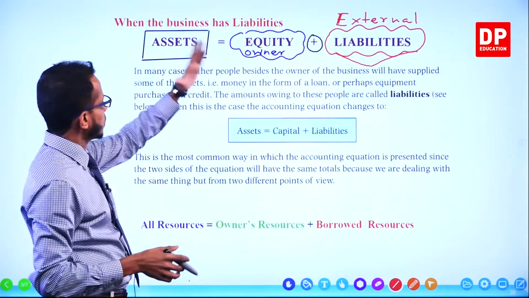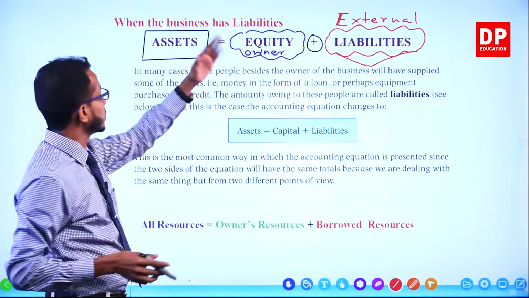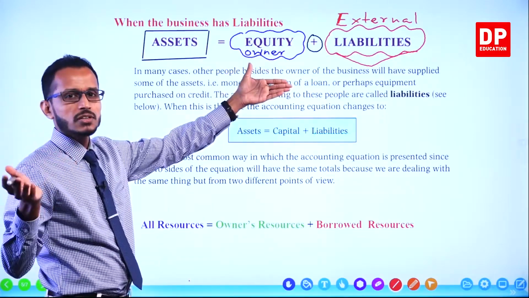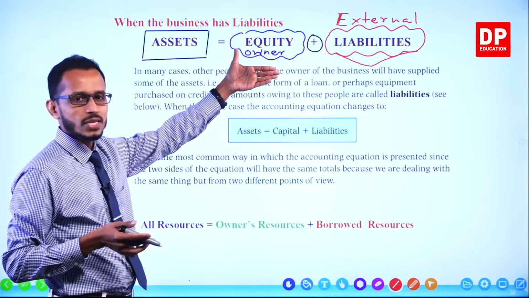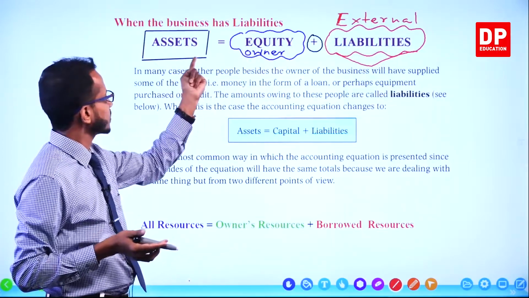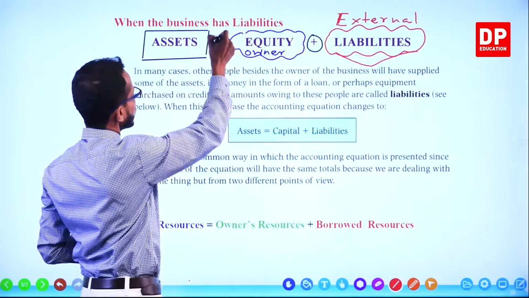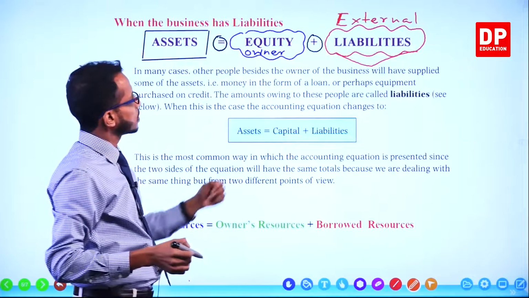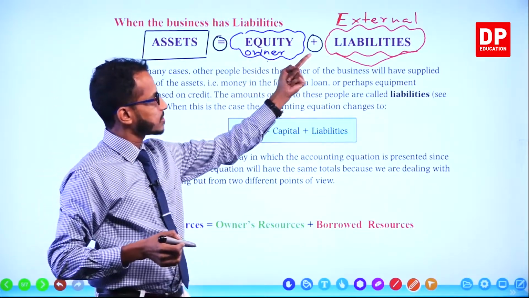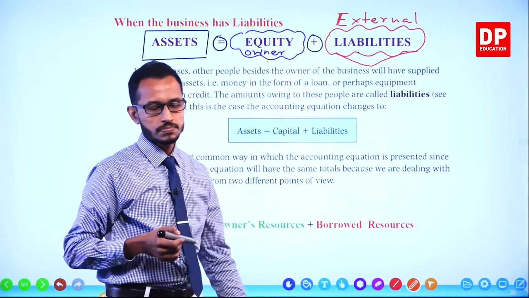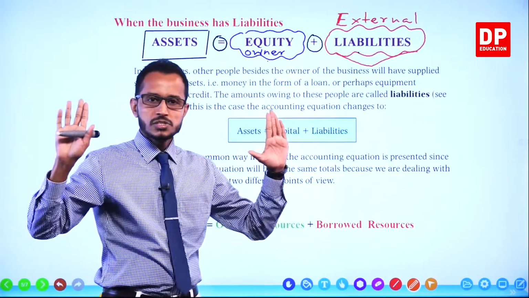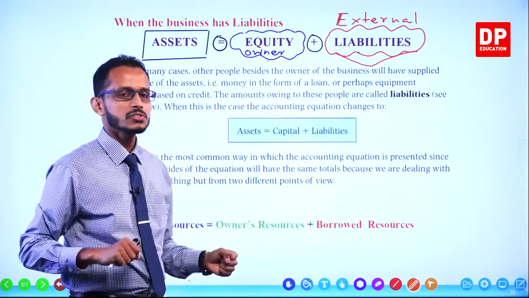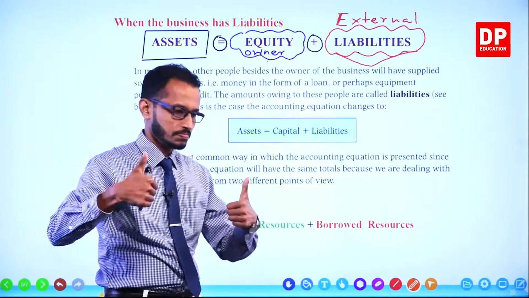That is what this equation shows. This is the most common version of the equation. Assets equals equity plus liabilities. Okay, children, can we move on? Are you clear with this? Good.